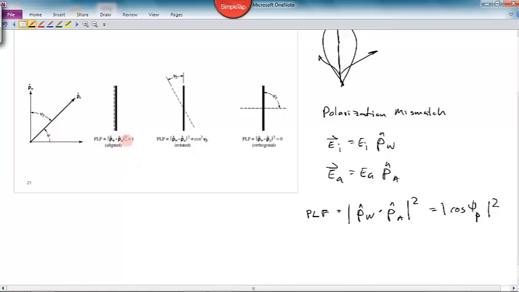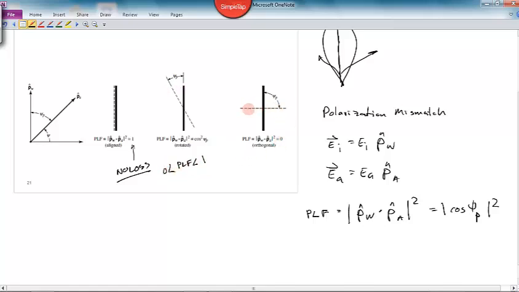If the polarization vectors are aligned, the angle between them is 0. So I get the cosine of 0, which is 1, squared, so the polarization loss factor is 1. What that tells you is that a polarization loss factor of 1 means no loss. In the case where there's some angular displacement between the polarization vectors, I have to either take the dot product of those two vectors, or I can just take the cosine of the angle between them. And so this will be a PLF between 1 and 0 for some angle.